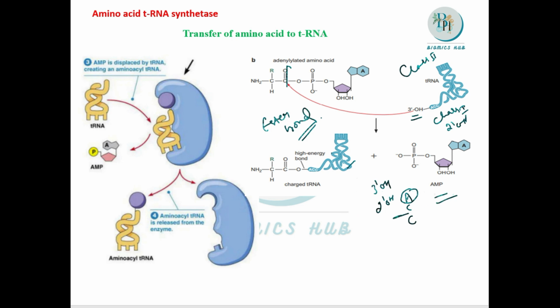AMP is released, and now the adenylated amino acid, which was activated, is transferred to the tRNA. Here we can see the activation of this adenylated amino acid, and now it is being transferred into this tRNA, which is known as aminoacyl tRNA. In this way, the tRNA synthetase works.